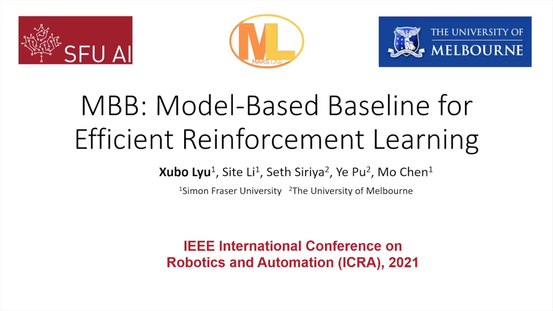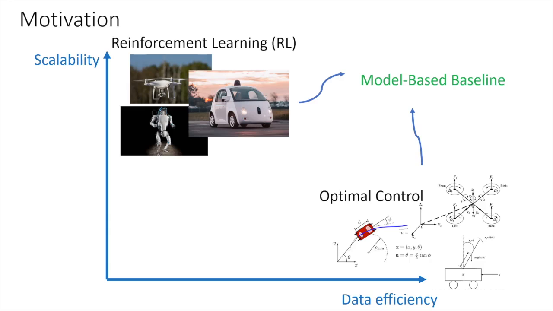This video introduces a method for efficient reinforcement learning using a model-based baseline function. Reinforcement learning can scale to complex high-dimensional tasks, however, it's less data efficient, which is costly in many robotics applications. Optimal control can solve a problem without any data collection, but needs a known accurate system model, which limits its use in large-scale problems where a model is not easy to access.